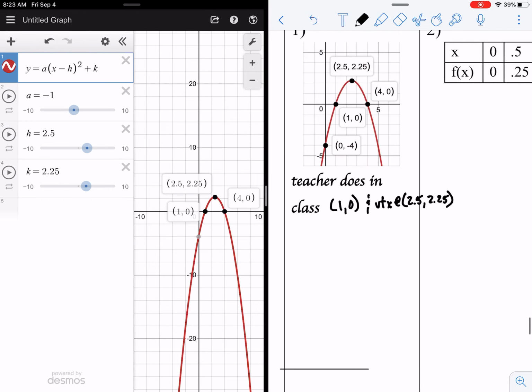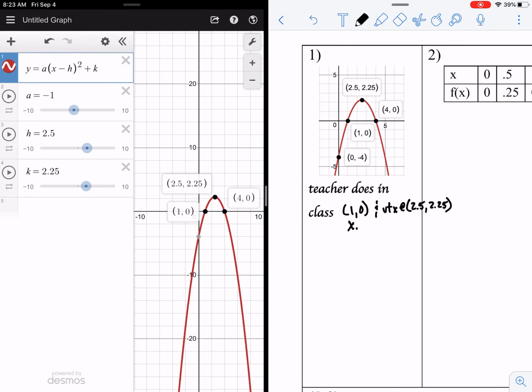The point you choose is x, y. So again, y equals a(x minus h) squared plus k. 0 is equal to a times the x value, which was 1, minus the h value 2.5, squared, plus 2.25. Again, we want to solve for a.